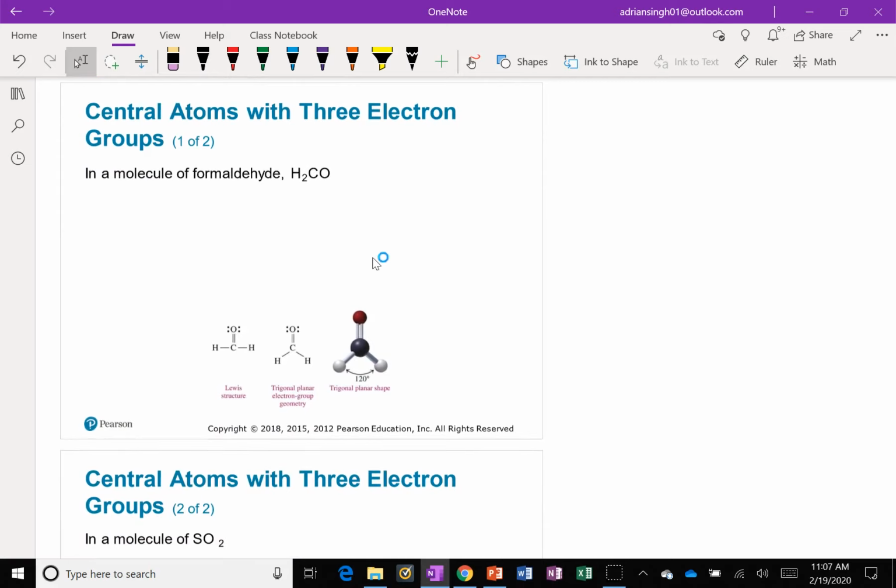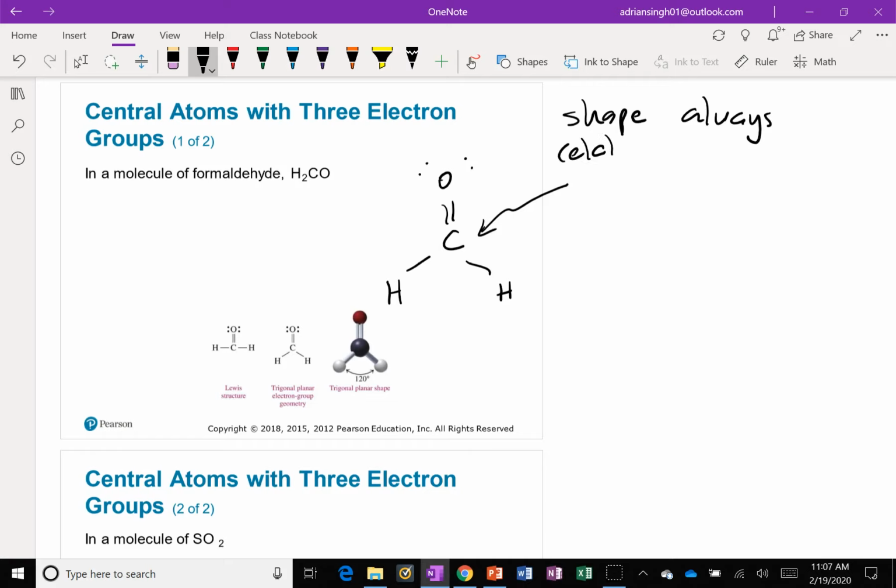If we take a look at something a little more complex, here we have formaldehyde, which has the formula H2CO. If you go through and draw the Lewis structure for formaldehyde, you'll see that it looks like this. Whenever we look at shape, the shape is always relative to the central atom. If you have that central atom with 3 electron groups around it, the only way for those 3 electron groups to minimize the repulsion would be for those 3 things to form sort of like a triangle. With any other arrangement, you have a lot of repulsions between those electron groups. So the shape it adopts is known as trigonal planar, which is a flat shape.